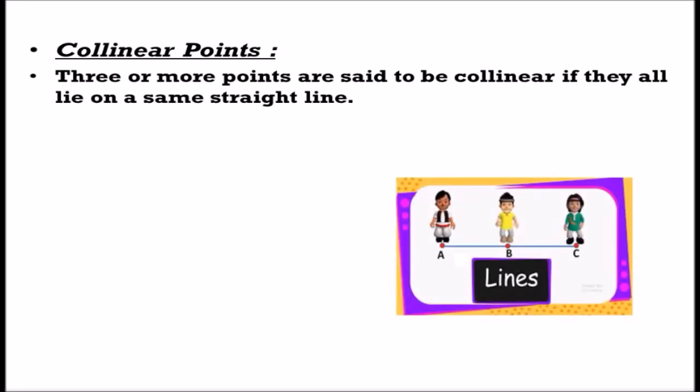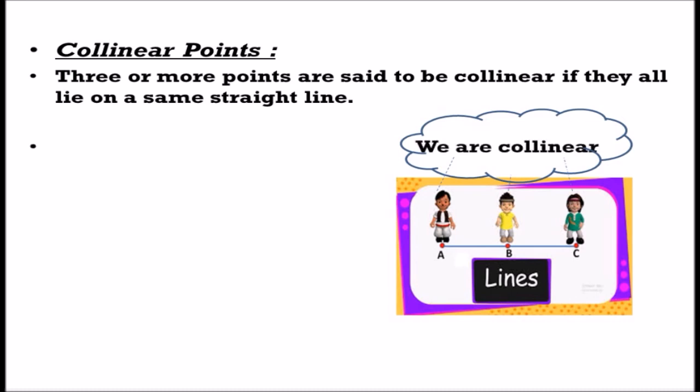Now look at this picture. These three people are standing at points A, B and C. Can you help them decide whether they are collinear or not? See, they are also thinking. And they have mutually decided they are collinear. They are saying we are collinear, as we all lie on points which can form a straight line.